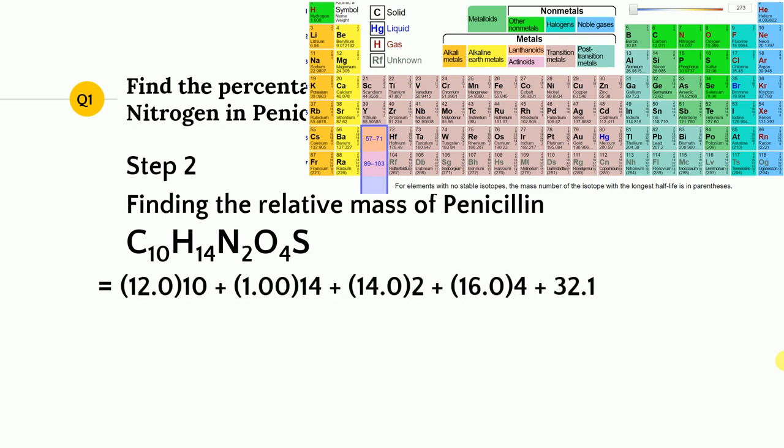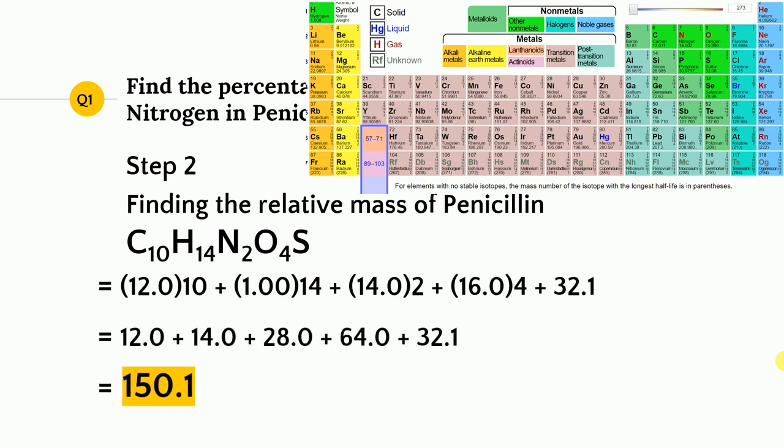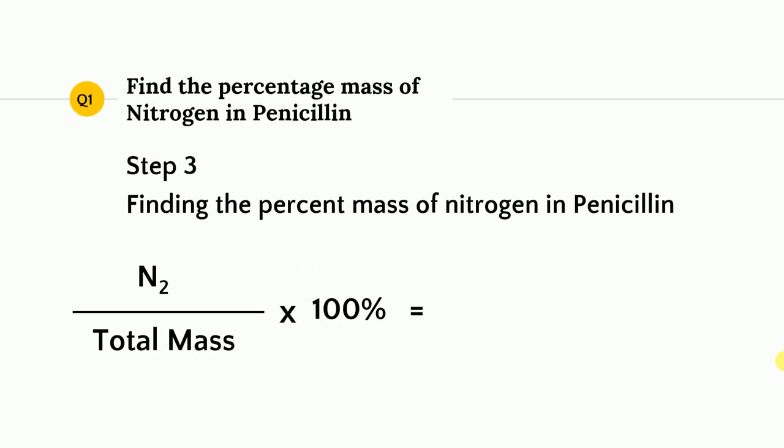So for carbon, we can see that it is 12.0 to 3 significant figures. Hydrogen is 1.00, nitrogen is 14.0, and take note of this because nitrogen is what we want to find. Oxygen has a mass of 16.0, and finally sulfur with 32.1. Next, we just have to multiply these masses by the number of elements in penicillin. So for carbon, there are 10, so we multiply the mass of carbon by 10, hydrogen by 14, nitrogen by 2, and so on. Next, we just have to add them all up to get the answer of 150.1. Very nice.